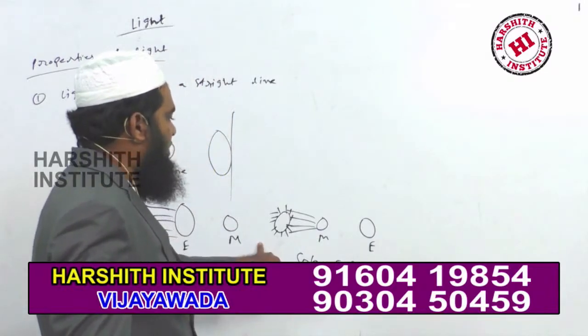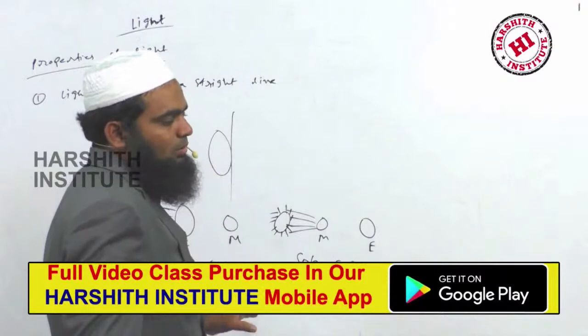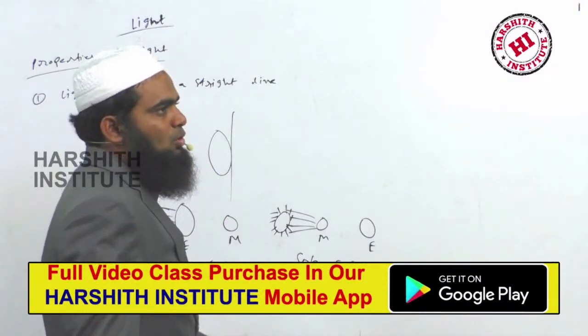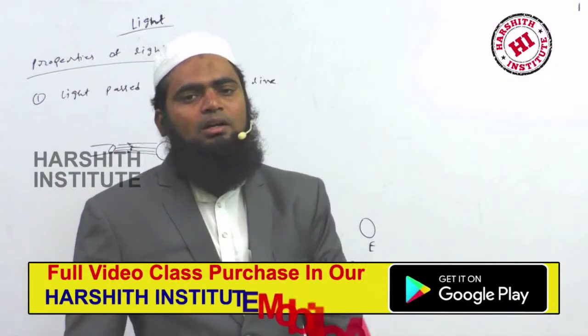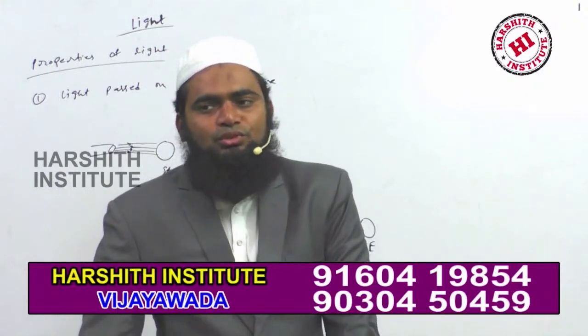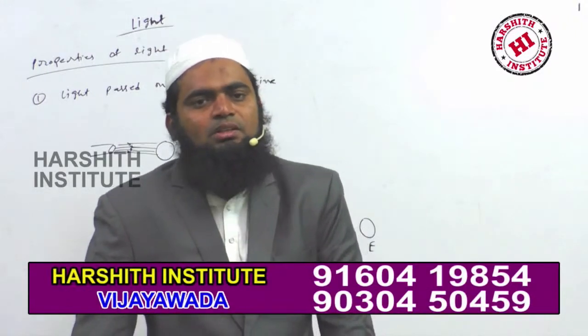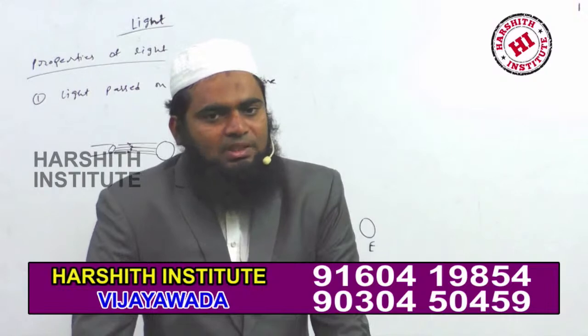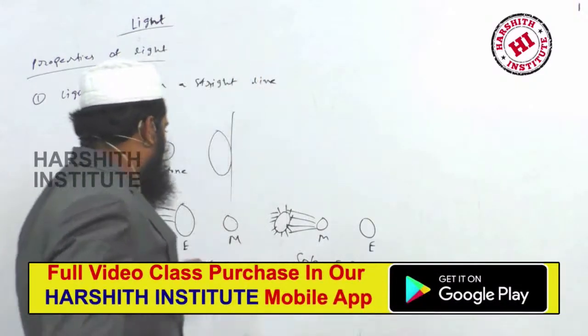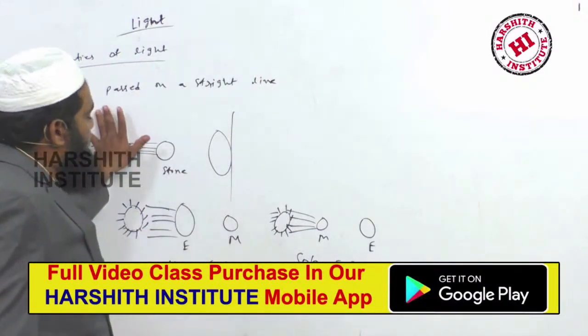So the formation of shadow, first example. Second example, formation of solar and lunar eclipse also. So this is the activity they will do. They will prove that light passes in a straight line. So this is a straight line. This is the first property.